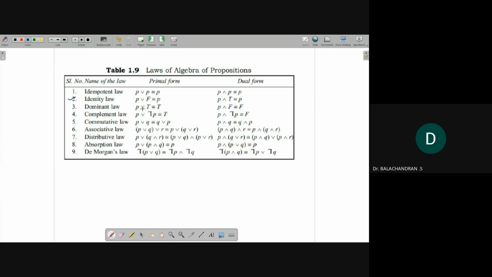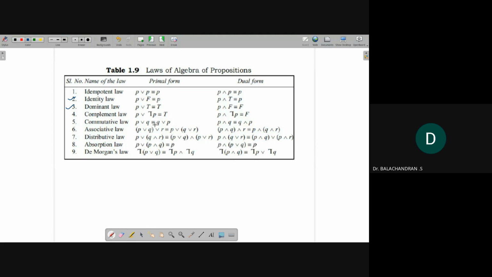Similarly, the dominant law. I also gave it in the previous slide: P or T equal to T. We call it the dominant law. P or T equal to T, P and F equal to F. And then the complement law. I already gave it without this name. P or negation P is what? T. P and negation P is what? False. OR by AND and T by what? False. Once you know the primal form, you can easily write the dual form.